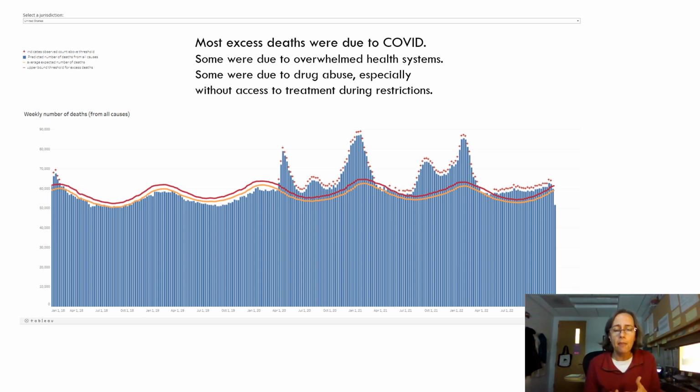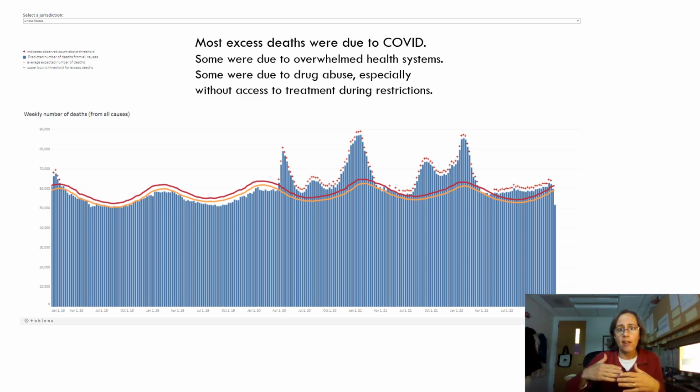Some of them are due to overwhelmed health systems. So you might remember when the hospitals were completely swamped and overrun and there was no room for anybody. Even here locally, we had people that needed to be hospitalized. There were no beds. Even in Eau Claire, they opened up the parking garage at the Mayo Hospital for a while to try to put some people in there.